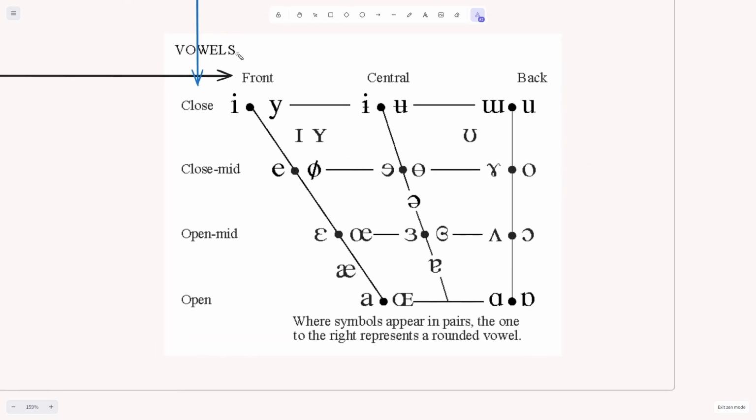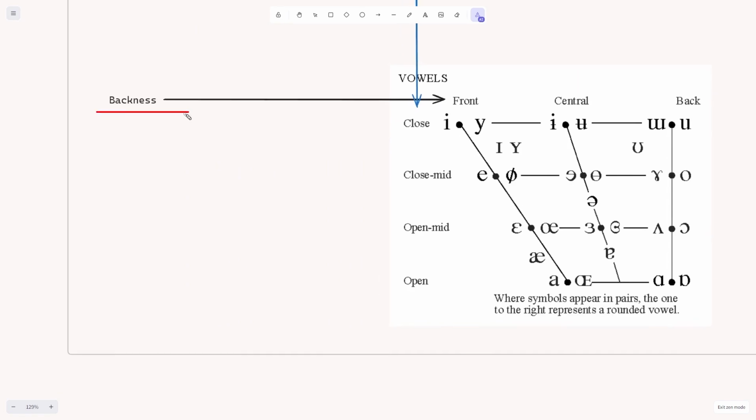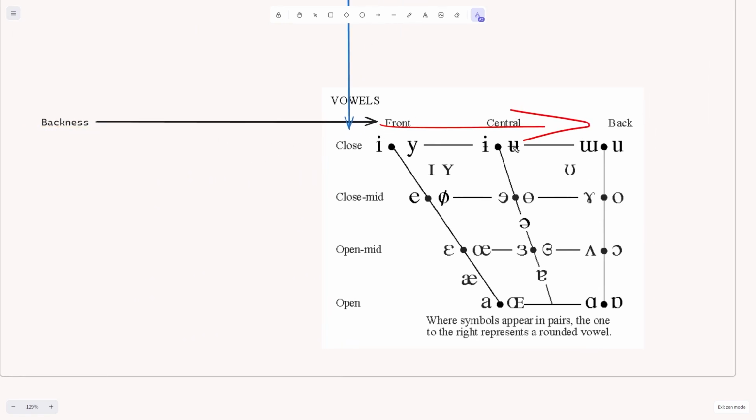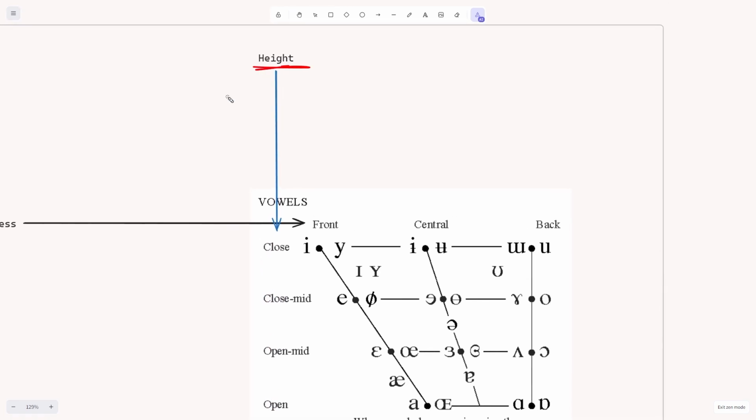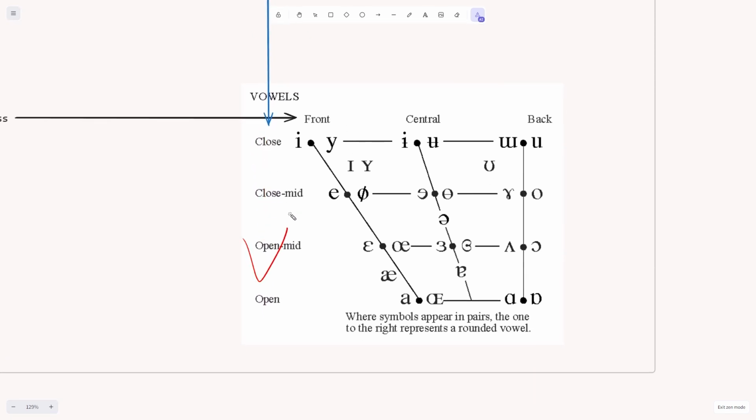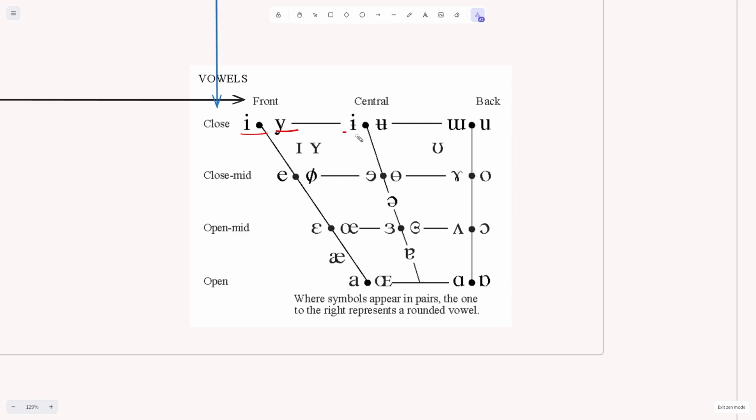The vowels, similarly to the consonants, have a horizontal axis, a vertical axis, and pairs. The horizontal axis describes the backness of the tongue, so how far back the tongue is in the mouth from front to back. The vertical axis describes the height of the tongue, so how high the tongue is positioned in the mouth from close to open. The pairs describe whether the vowels are rounded or not.